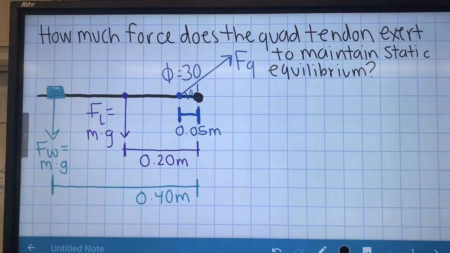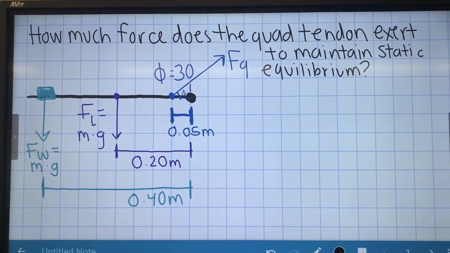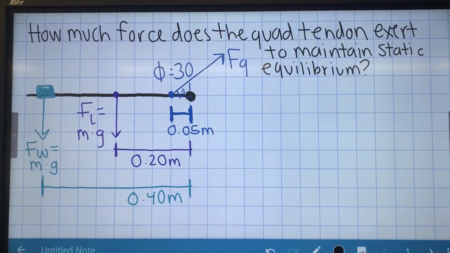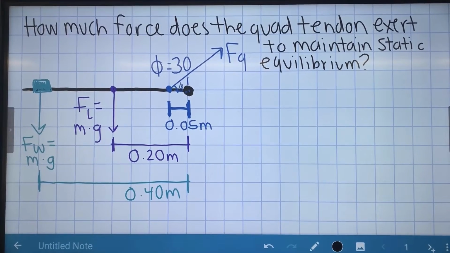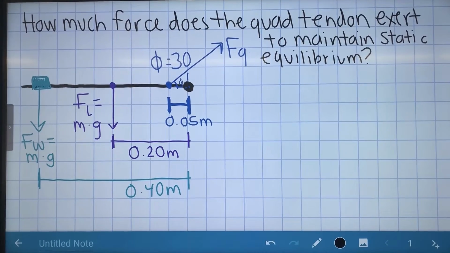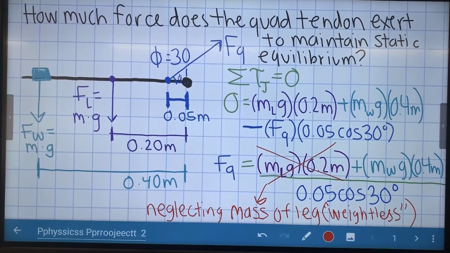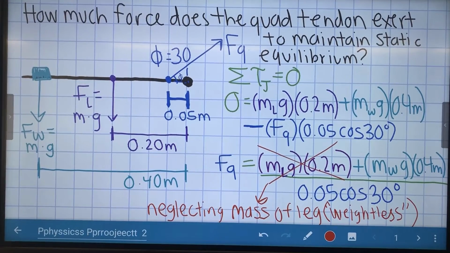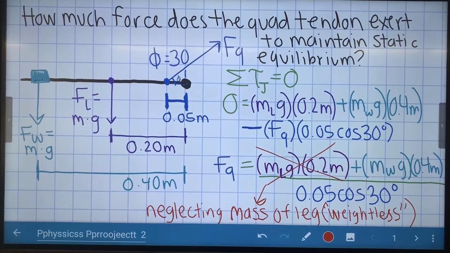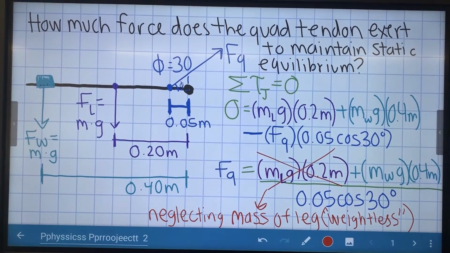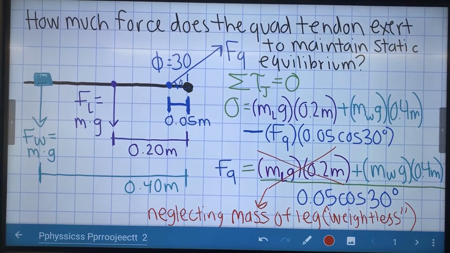So now I redrew a simplified version, or a free body diagram, of the exercise. And the question is, how much force does the quad tendon exert to maintain static equilibrium? Here I begin to write out my equation. If it's in static equilibrium, I could say the sum of the torques equals 0. That would be in green. Torque is going to be force times the lever arm.